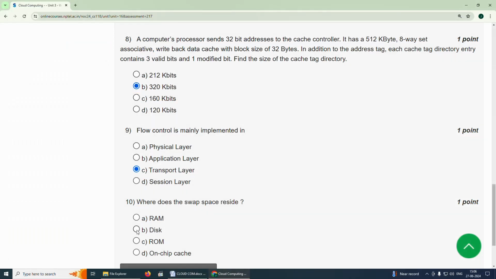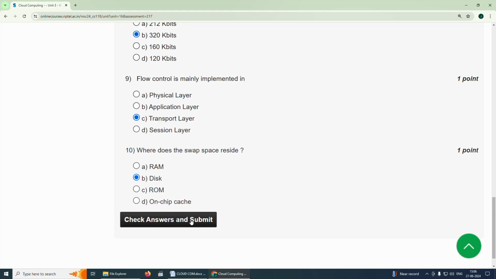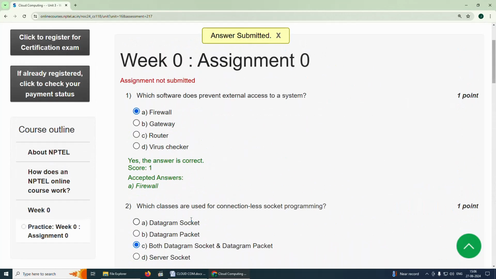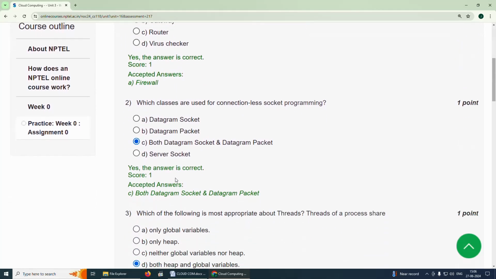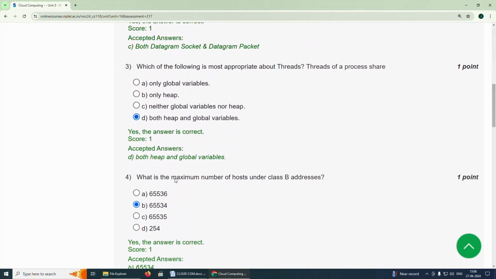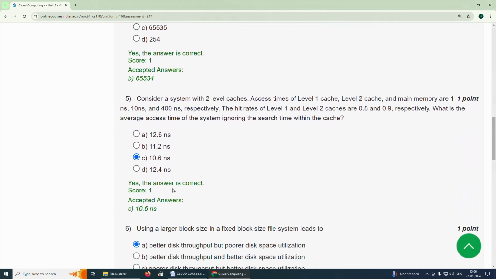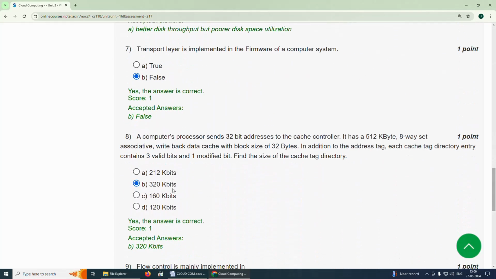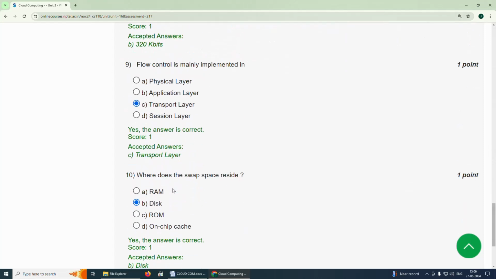Option B, disk. Submit. So the first answer is correct, second is correct, third one is correct, fourth is correct, fifth is correct, sixth is correct, seventh is correct, eighth is correct, ninth is correct, 10th also correct.